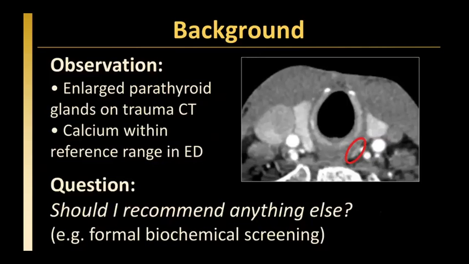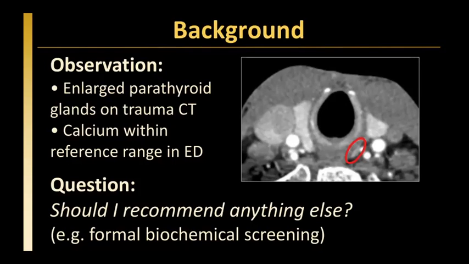In our clinical practice of interpreting emergency department CT, we have observed what appear to be enlarged parathyroid glands among trauma patients undergoing non-contrast cervical spine CT immediately followed by neck CTA, which is not all that different from the first two phases of the parathyroid 4D CT protocol. If the calcium is elevated, the decision is straightforward. We report the finding and recommend further evaluation.